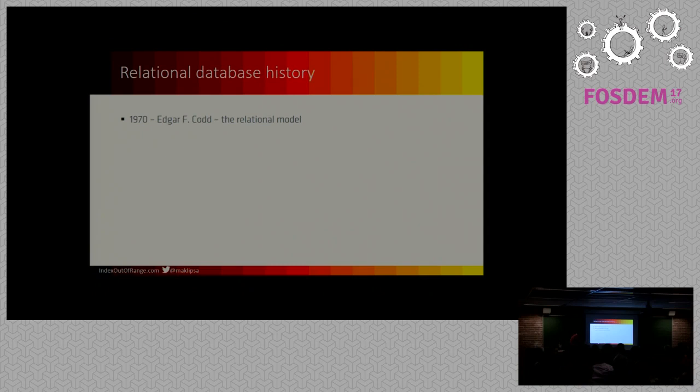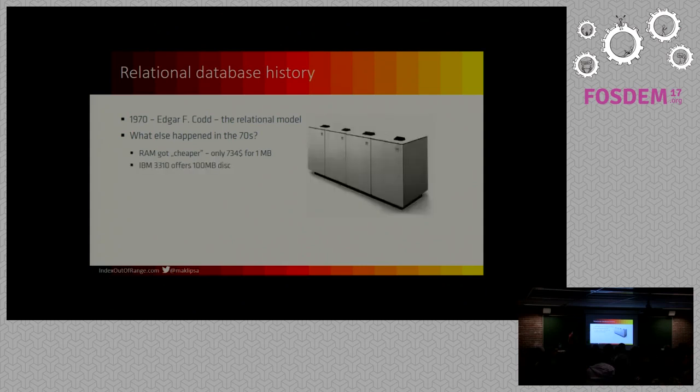Well, RAM got actually quite cheap, because for $700 we could get 1 megabyte, and for those young people in here, megabyte is the lesser of gigabyte. Yeah. And it got cheap because 2 years earlier it was about 2,500. Next, IBM released its first dishwasher with 100 megabytes of disk space. When I'm saying dishwasher, it's basically because it looks like a dishwasher.